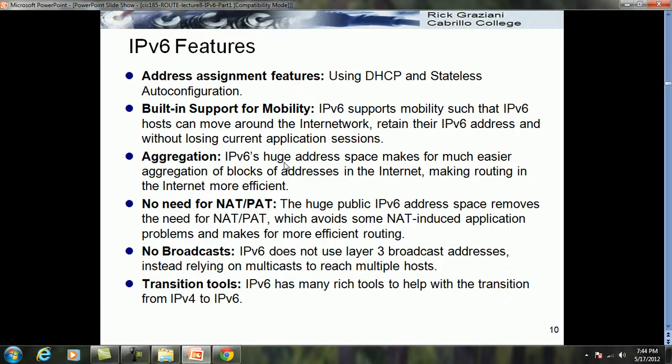No need of NAT and PAT. Because that's why we got IPv6, we don't want NATing. No broadcast, in IPv6 there is no broadcast, only multicast and unicast. And transition rules, yes, but if I have a network of IPv4 and at the other end I have IPv6, I can make them communicate, yes. There are some things like 6-to-4 tunneling.